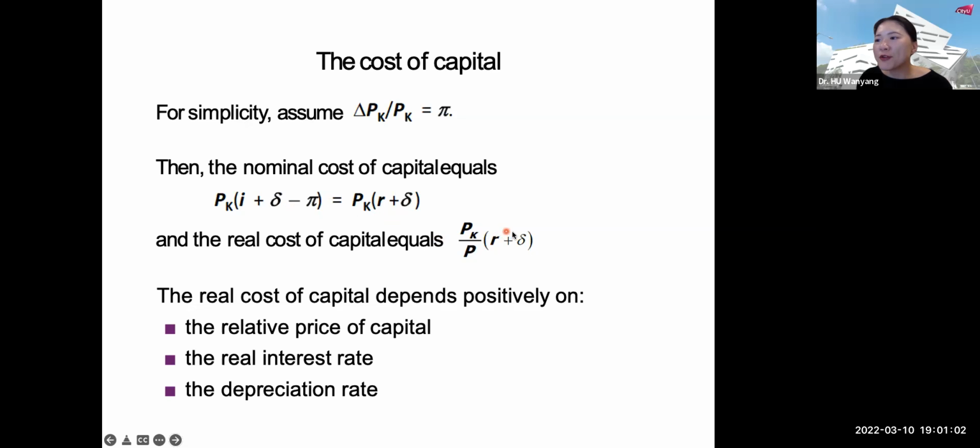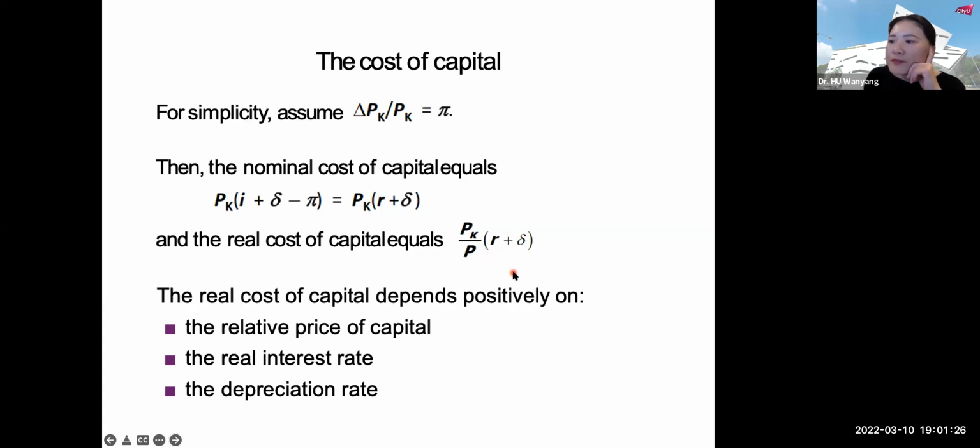So we do some further manipulation. We want to know the real cost. This is a nominal cost, and then we want to know the real cost. So for the real cost, we just deflate by the price level, the current price level, which is P. So we divide this by P. So we got the real cost of the capital.